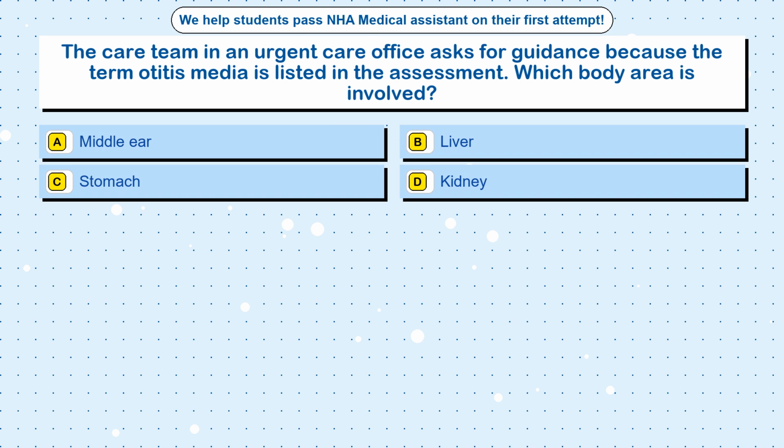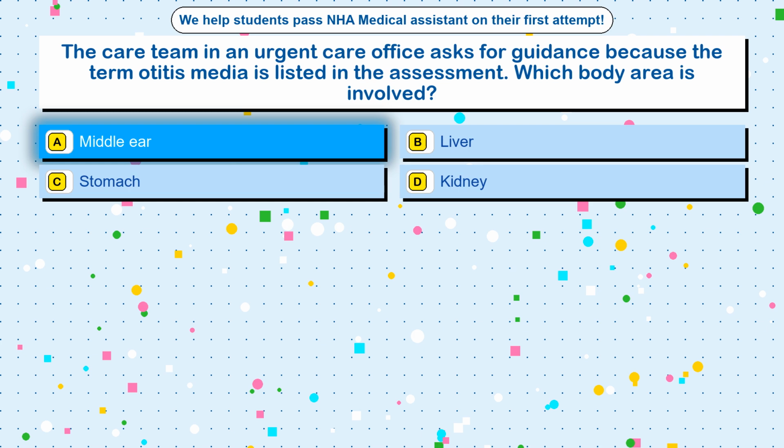Question 77. The care team in an urgent care office asks for guidance because the term otitis media is listed in the assessment. Which body area is involved? Option A, middle ear. Option B, liver. Option C, stomach. Option D, kidney. The correct answer is option A.